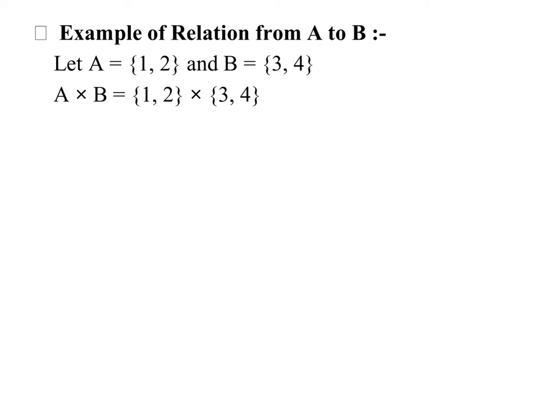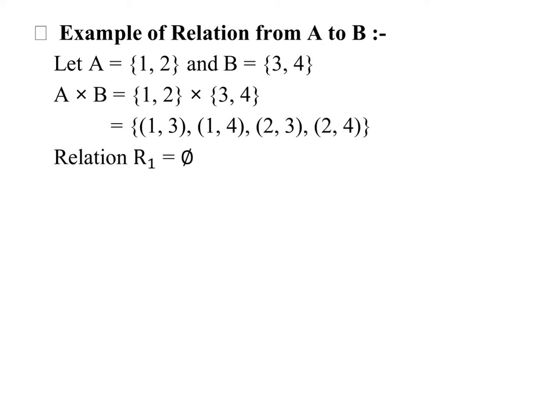Let A is equal to {1, 2} and B is equal to {3, 4}. Cartesian product A cross B is equal to {1, 2} cross {3, 4}. Okay, now the ordered pairs are (1, 3), (1, 4), (2, 3) and (2, 4). Example of relation from A to B. Here R1 is equal to phi, a subset of A cross B. R2 is equal to {(1, 3)}. So then R2 is a subset of A cross B.